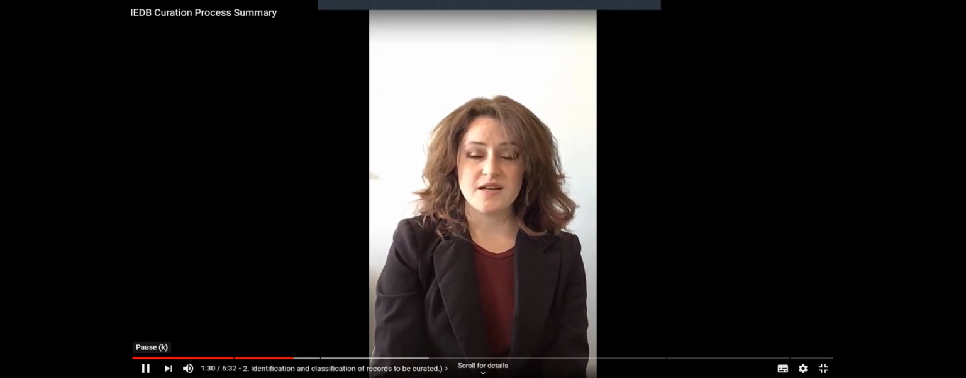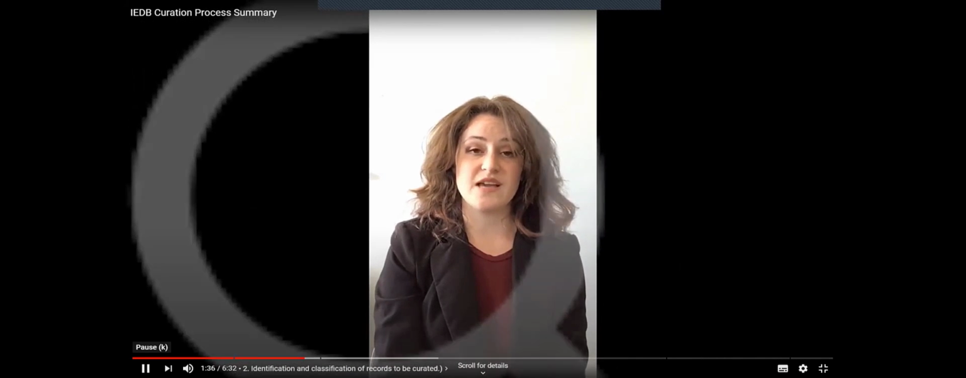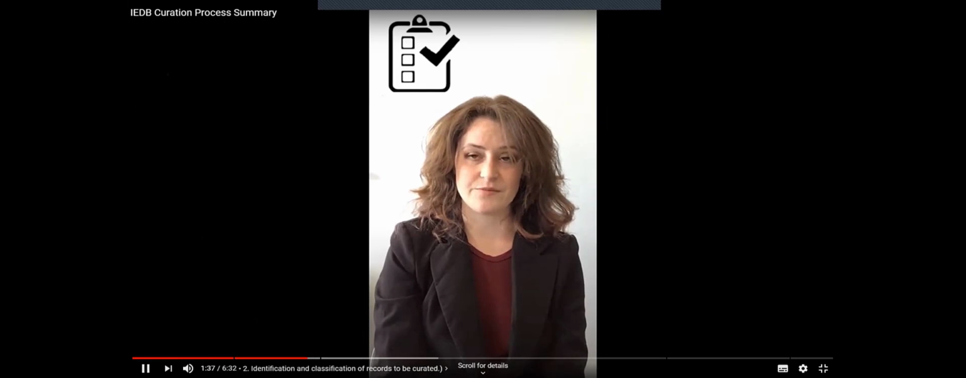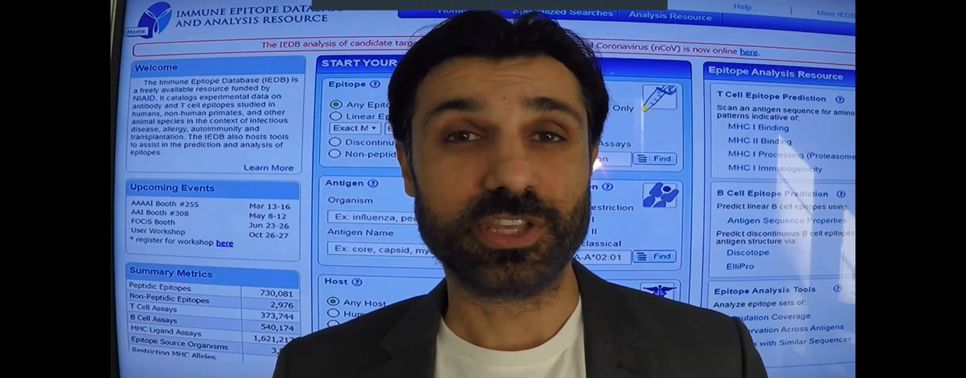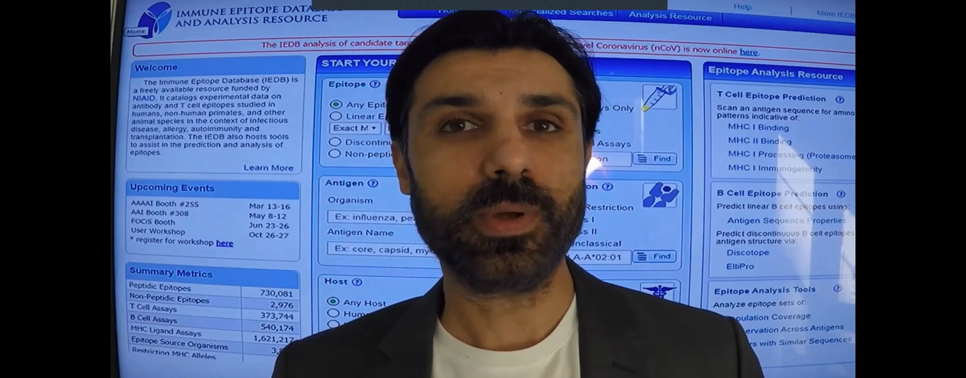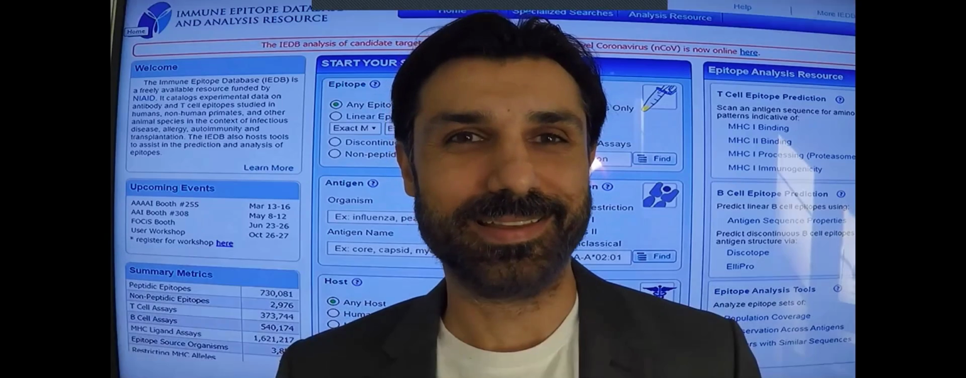At this point, the potentially curatable abstracts are manually scanned by a senior immunologist on the team to confirm the accuracy of the classifier. We also rely on input from our users in order to make sure that we haven't missed anything. Thanks, Lindy. In the next step, this list of papers enters the curation pipeline, where the curators will read and extract the data.